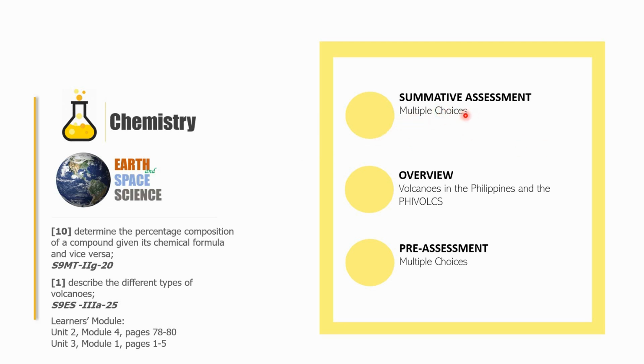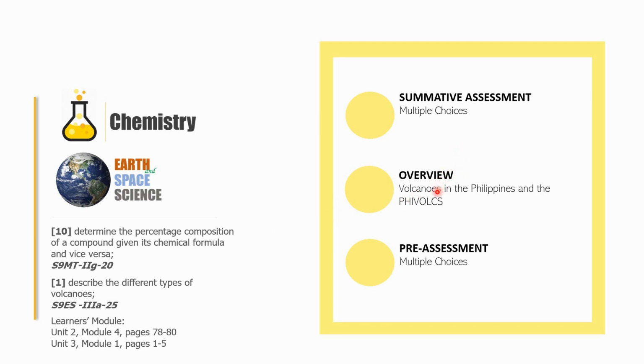The first part, which is summative assessment, multiple choices, aims at capping up learning competency number 10: determine the percentage composition of a compound given its chemical formula, and vice versa. So that's the last part of Grade 9 Chemistry.